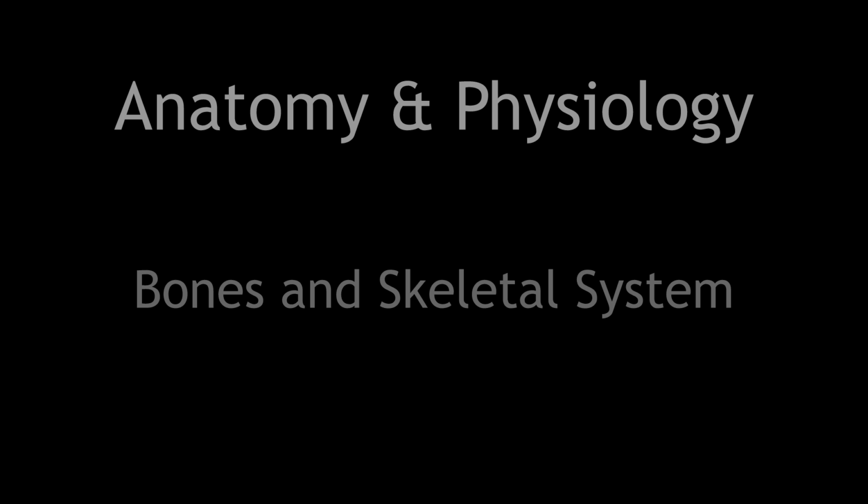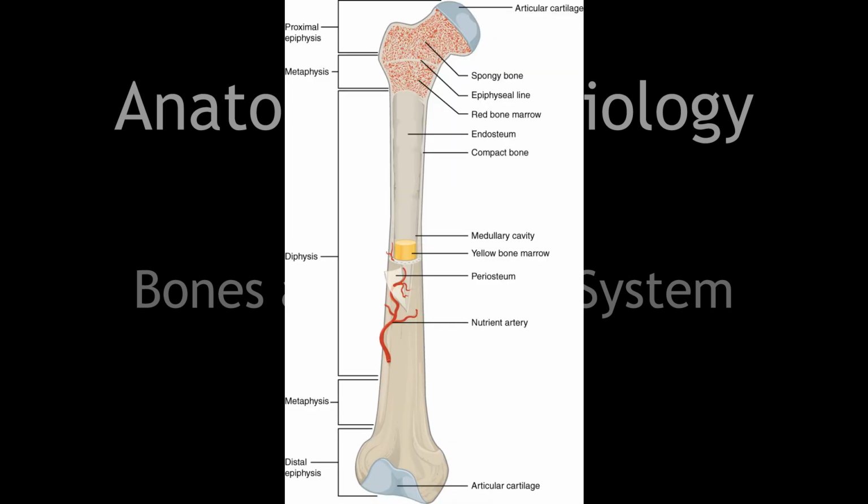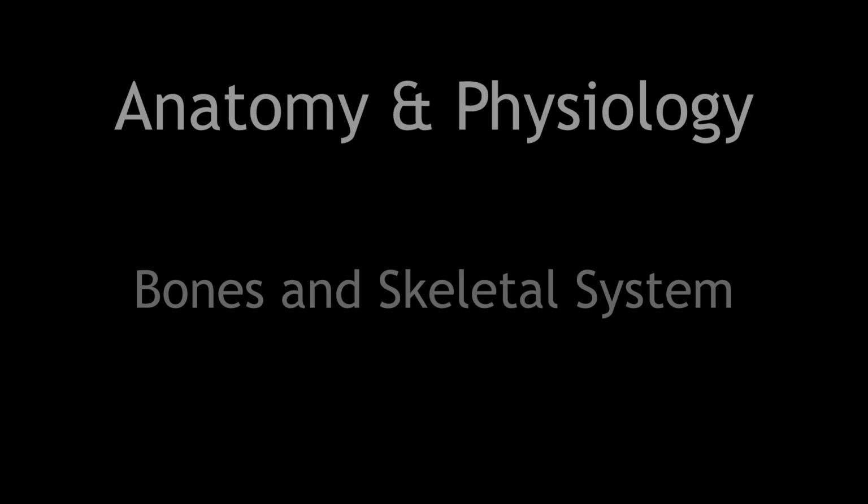Three types of cartilage exist in the skeletal system: the hyaline cartilage, the elastic cartilage, and the fibrocartilage. And there are two types of bone marrow, red marrow and yellow marrow. And it's important to know that yellow marrow increases as you age, and that's what makes your bones change as you age.